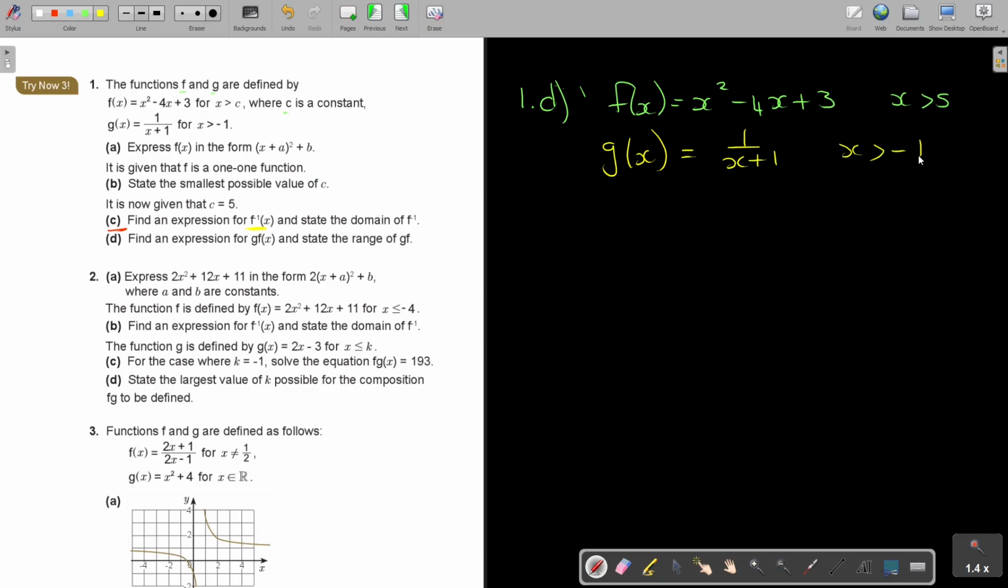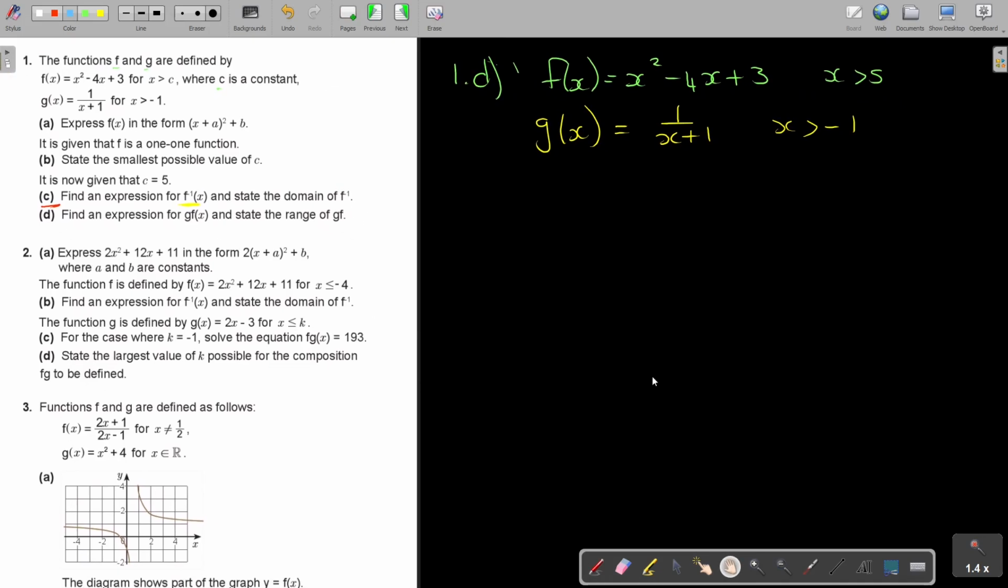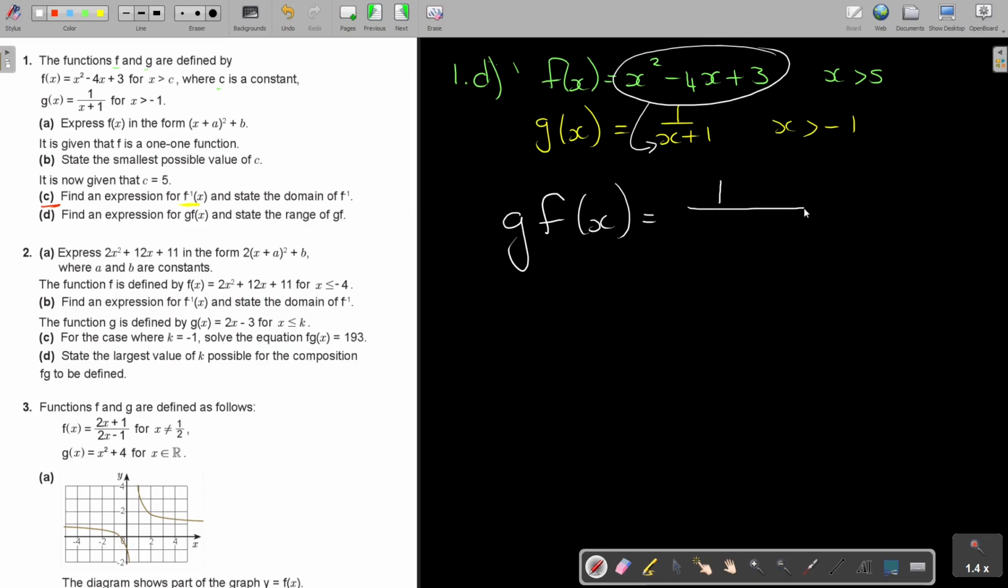Okay, so basically, if I'm going to do a question like this, I'm going to say, find an expression for g. So first, before we do anything, let's just first find g(f(x)). I'm going to take x and put it in g. So I'm going to get 1 over x squared minus 4x plus 3, plus 1. So I'm going to get 1 over x squared minus 4x plus 4. That is going to be my function.